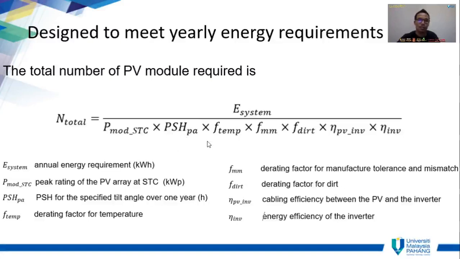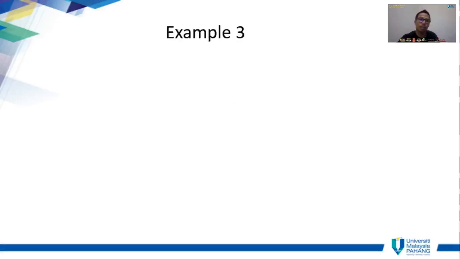Sometimes in certain questions we don't ask you directly how to estimate the E system. We may ask you what is the total number of modules that can be installed in order to achieve a certain requirement. So we give you the E system instead, and then you need to find the total modules that can be installed. For better understanding, let's go through example 3.